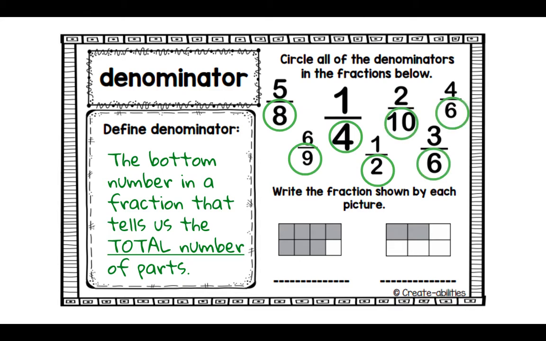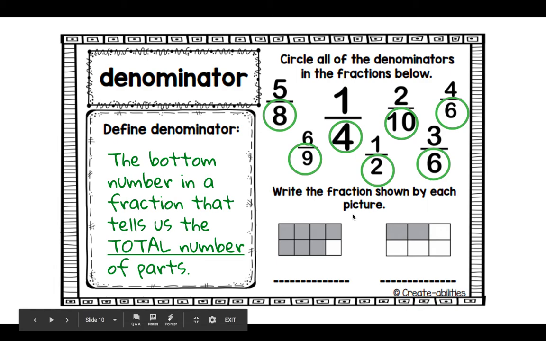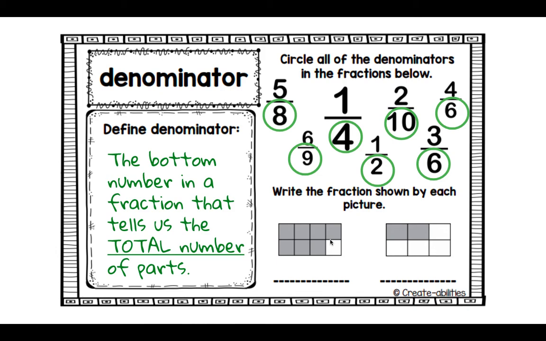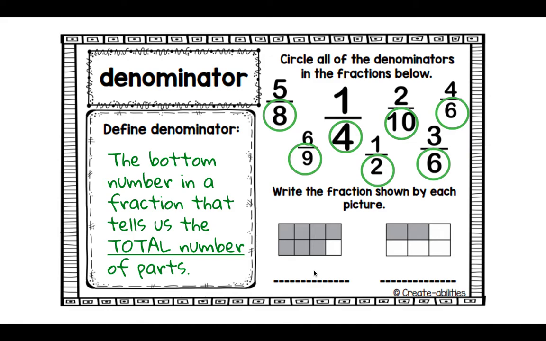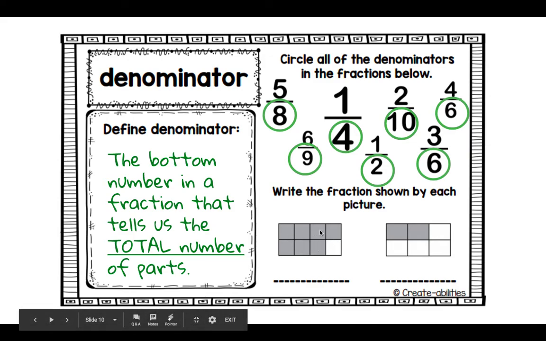So go ahead and check yours. Make sure that you have the correct thing on there. And then here is our next step. Now we're writing a fraction again, shown by this picture. So in the fraction here for the first one, we have 1, 2, 3, 4, 5, 6, 7, 8 total parts. So 8's going to be my denominator. My top number is the number of parts that are shaded in, which is 7. So my fraction is 7/8. 7/8, because 7 out of 8 parts are shaded in.